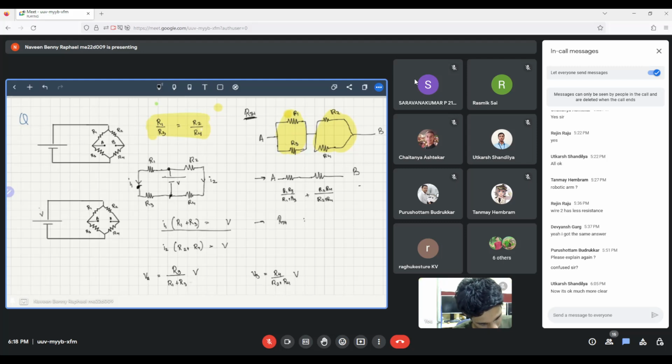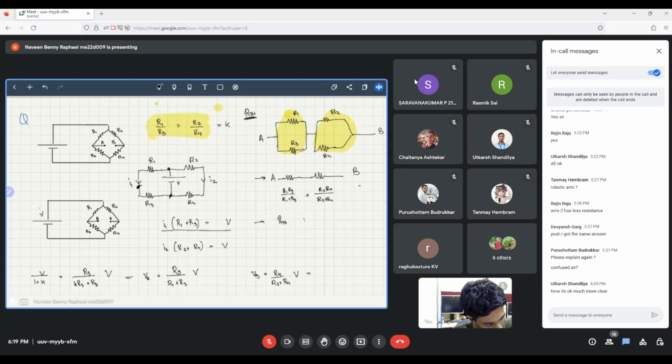Now, let's call this K. R1 by R3 is equal to R2 by R4, which is equal to K. That means R1 is equal to K into R3, and R2 is equal to K into R4. Okay? And substitute those here. That means we have VA is R3 by K into R3 plus R3 into V. R3 is common everywhere. So we can simplify this as V by 1 plus K.